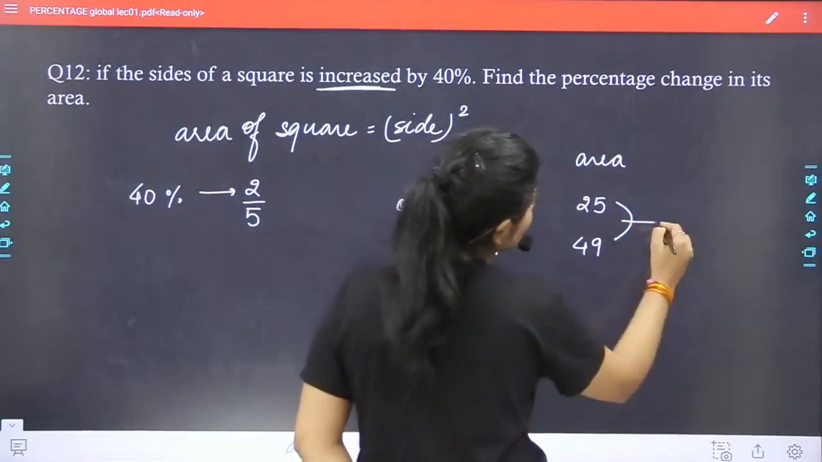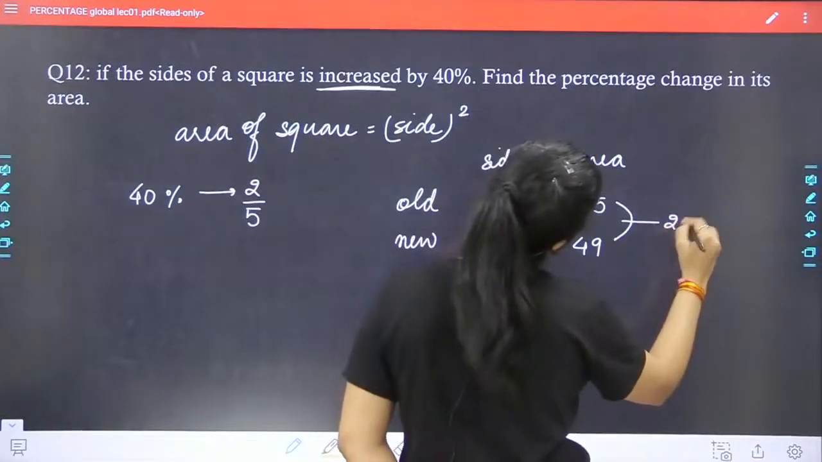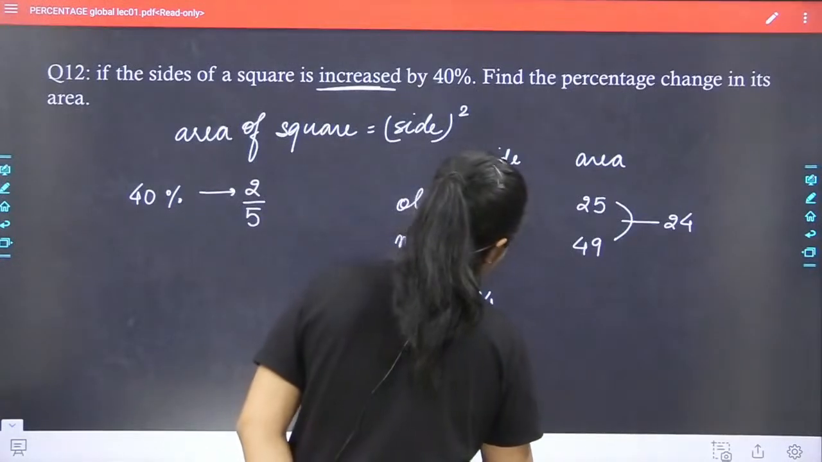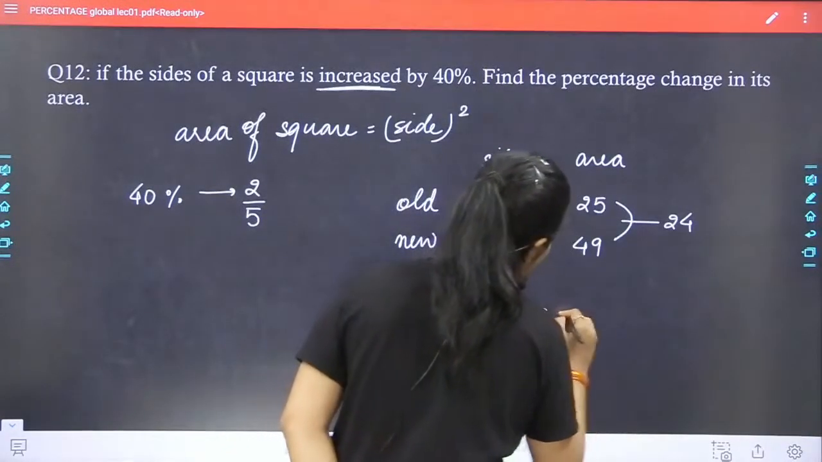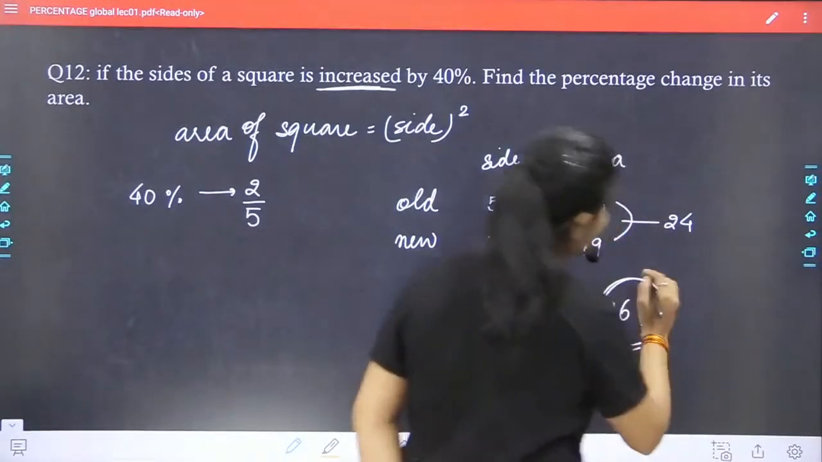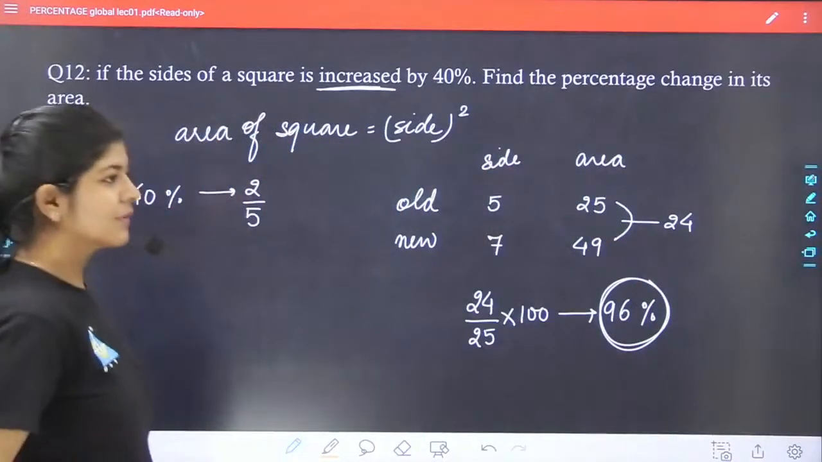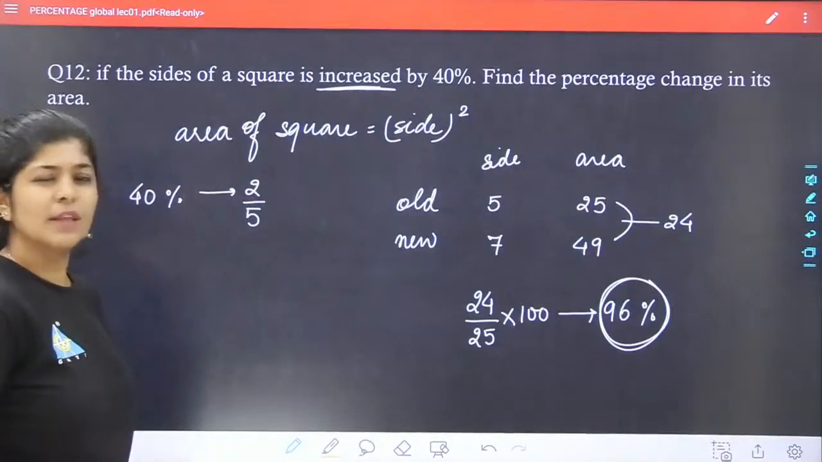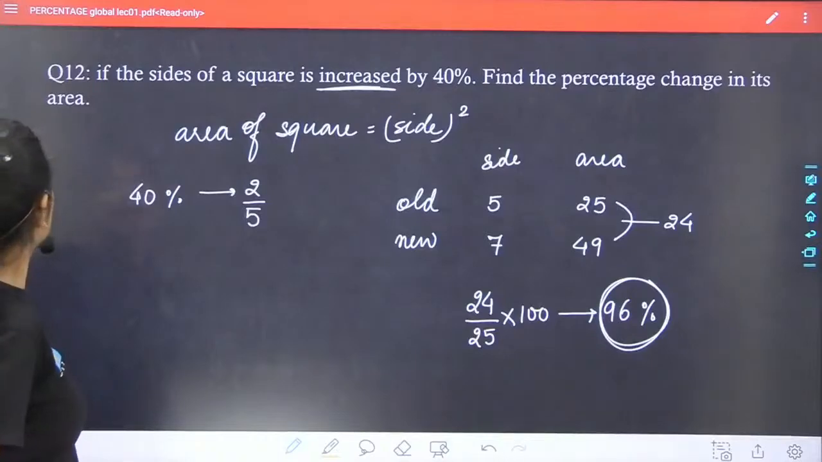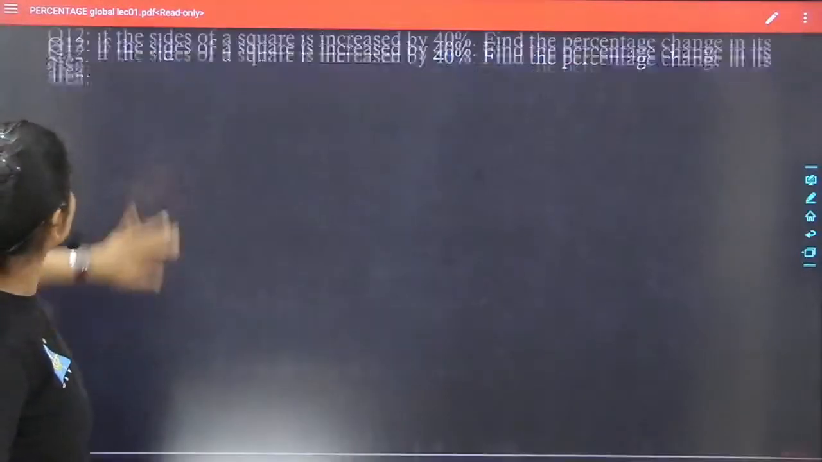And there's a change of 24 over 25 multiplied by 100, and we will get our answer as 96%. There's a percentage change of 96%. Is it clear? This is a very easy question too. Now let's move to the next question, question number 13.